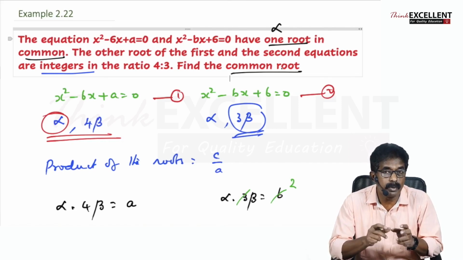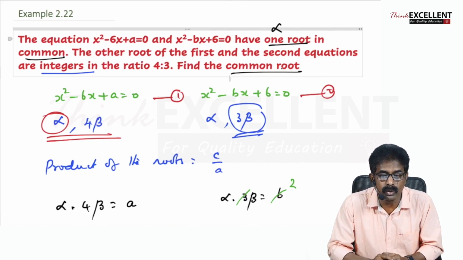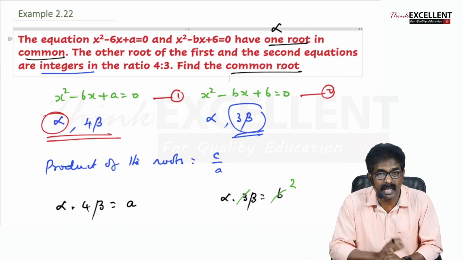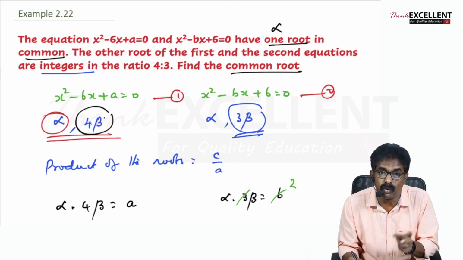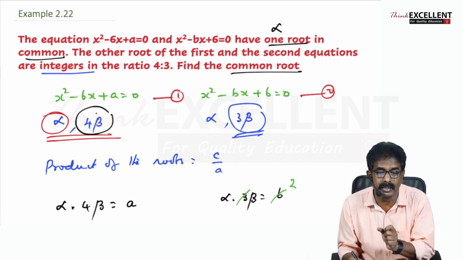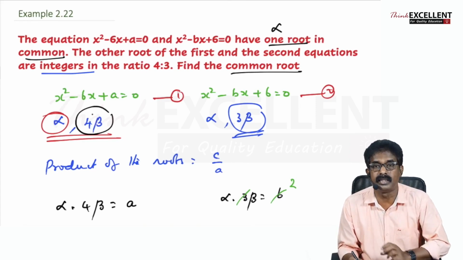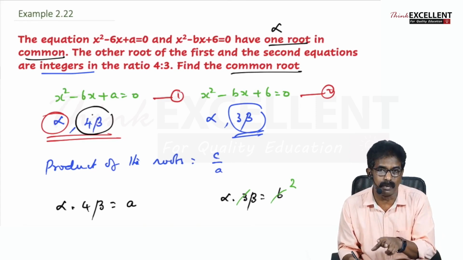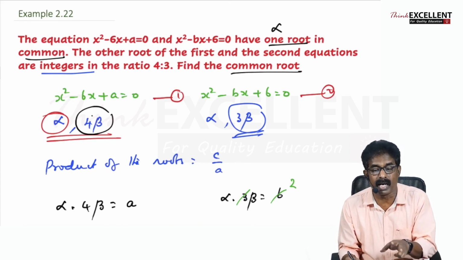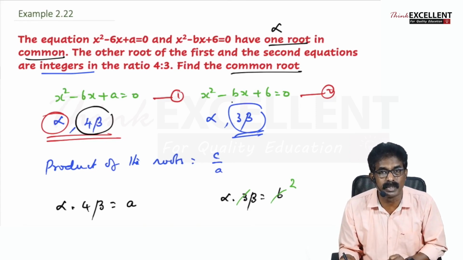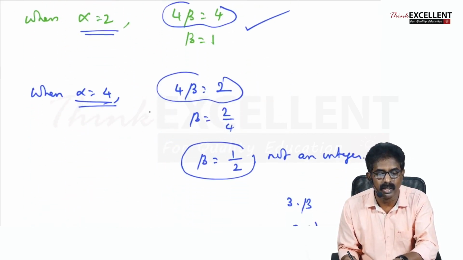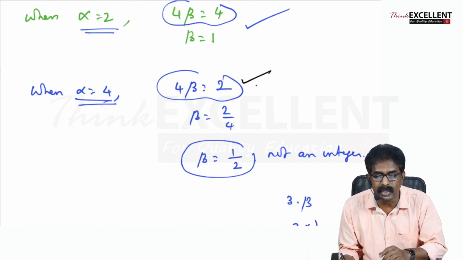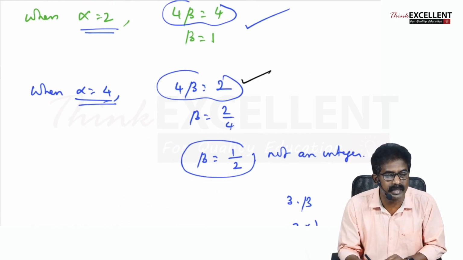Then some information about the other roots. The other roots of the first and second equations are integers. Beta can be a fraction, but the root we are taking, 4 into beta, the resulting answer must be an integer, because the second root is an integer. We are not taking the second root as beta. Beta can be a fraction, but 4 into beta, 3 into beta, the answers must be integers. Here 4 into beta you are getting an integer only. But the beta value you are getting some fraction, no problem.